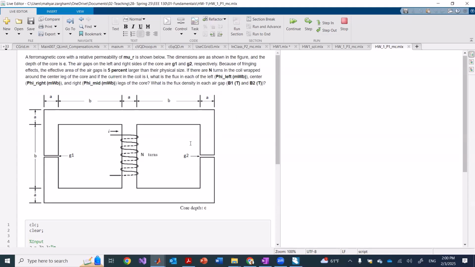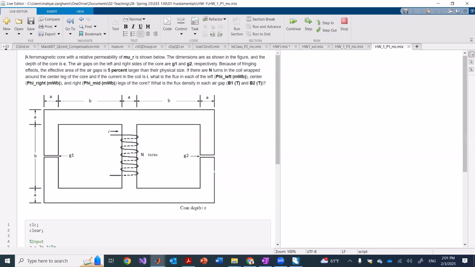The dimensions are given, A, B, for the most part, in G1 and G2. The depth of the core is given as C. The air gaps are given. Because of the fringing effects, the effective area of the air gaps is 5% larger than their physical size. If there are n number of turns in the coil wrapped around the center leg, and the current of the core is known, what is the flux in each of the left, center, and right sides? And what is the flux density in the air gaps G1 and G2?